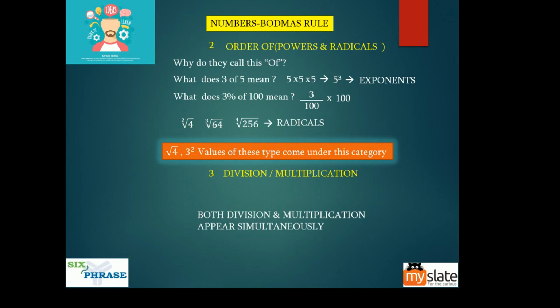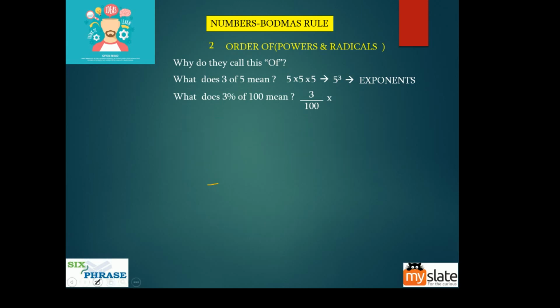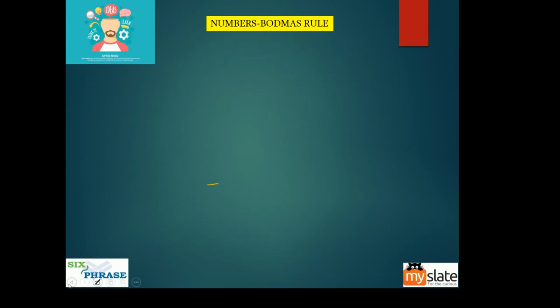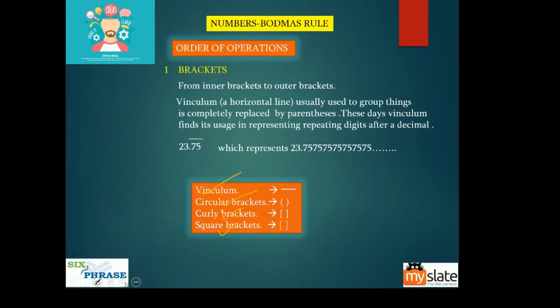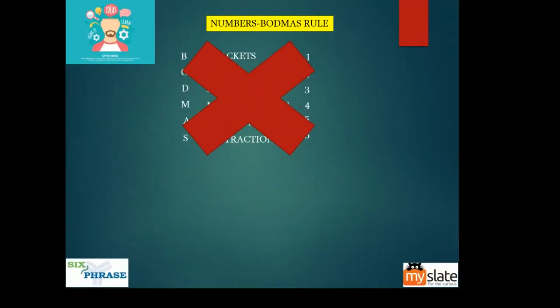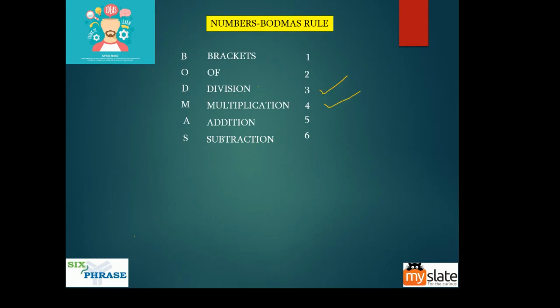So this is why I said in BODMAS, if we go back to the previous slide, in this slide, guys, see, here it says division has a precedence of 3, multiplication has a precedence of 4. This is wrong. Both have a precedence of 3. Similarly, this says addition has a precedence of 5, subtraction has a precedence of 6. This is also wrong. Both have a precedence of 4.